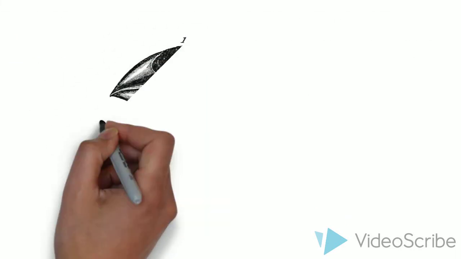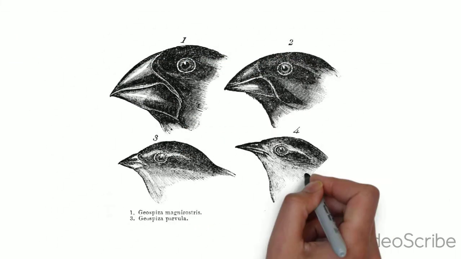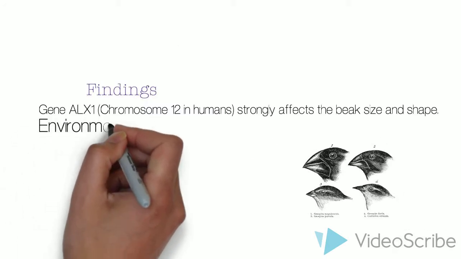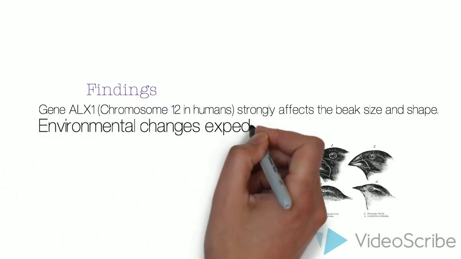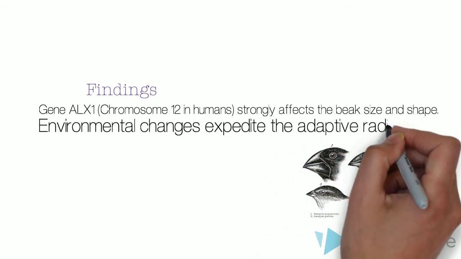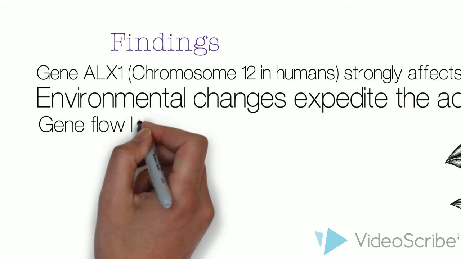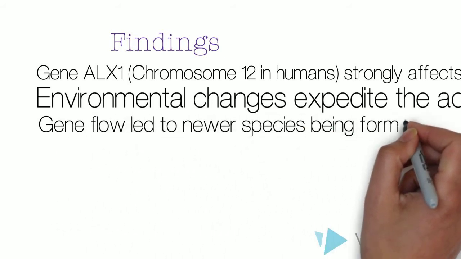A haplotype was found to be strongly associated with beak shape, including one specific gene, the ALX1 gene. A haplotype is a set of DNA variations that tend to be inherited together. The ALX1 gene encodes for craniofacial development, most notably beak diversity.